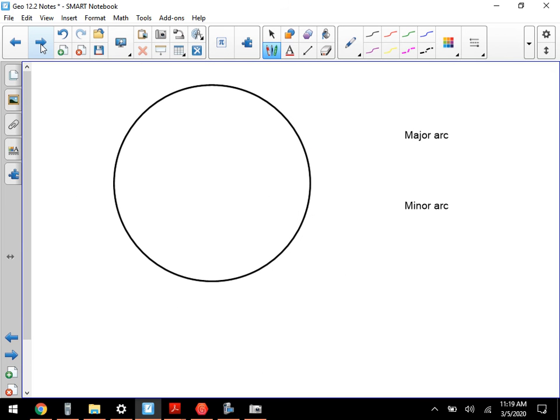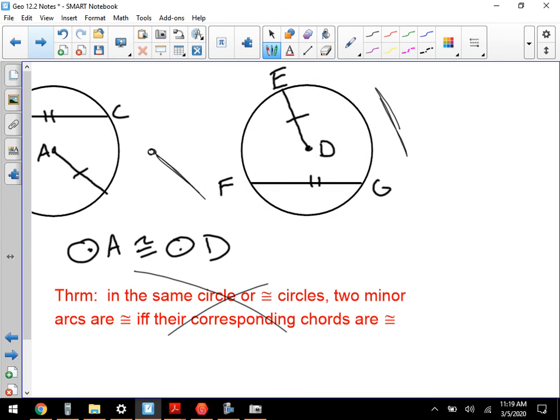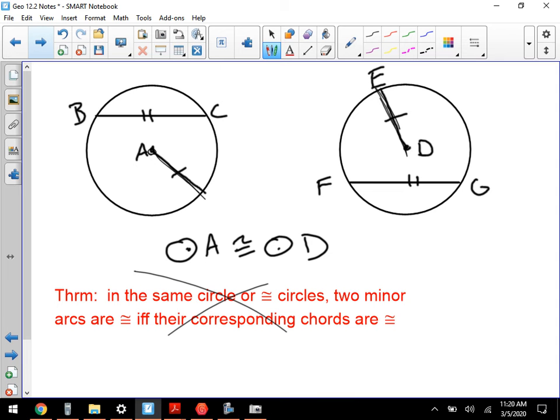So that's one of the things that we're going to talk about today. Chords that have, don't write all this down. If circles are congruent, they have to have the same what? Radius. If circles have the same radius, they have to be the same size, right? If they're in the same circle, wouldn't they have to be the same as well? So basically what happens is, if the chords are congruent, their arcs have to be congruent.